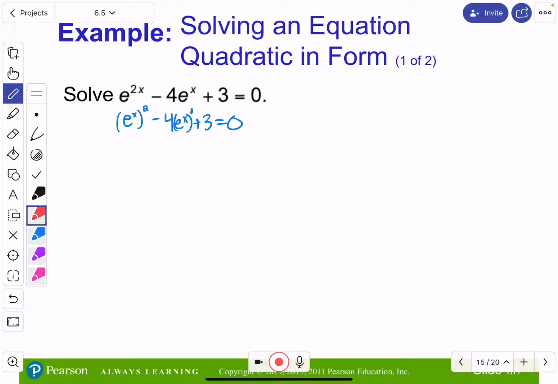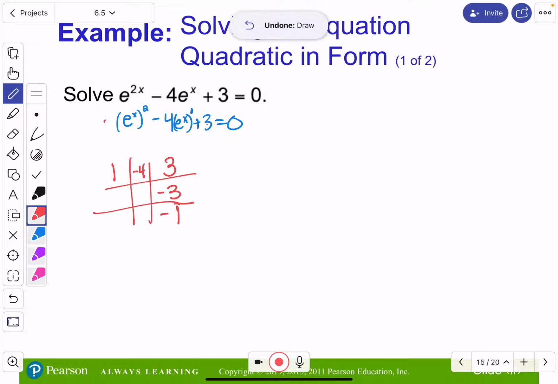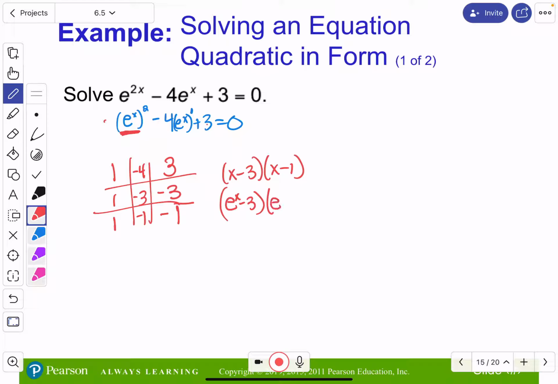So if we solve this, then we can tic-tac-toe. Like this was 1, negative 4, and then 1 times 3 for our a. To get 3, we need a negative 3 and a negative 1. Greatest common factor, multiply, x minus 3, x minus 1. But here, instead of x, we had e to the x. So really, this is e to the x minus 3 and e to the x minus 1.